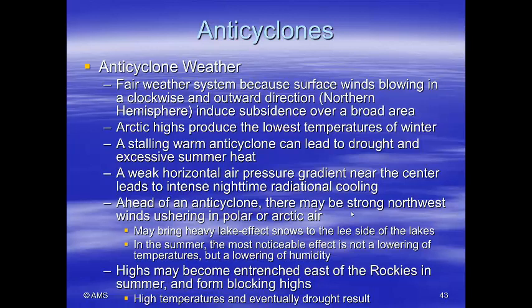Since the air is subsiding from aloft, there's not a lot of moisture up there. There's not a moisture source, so you'll see that the humidity will start to lower. So the highs may become entrenched east of the Rockies in the summer and form blocking highs, which will bring high temperatures and eventually droughts result.